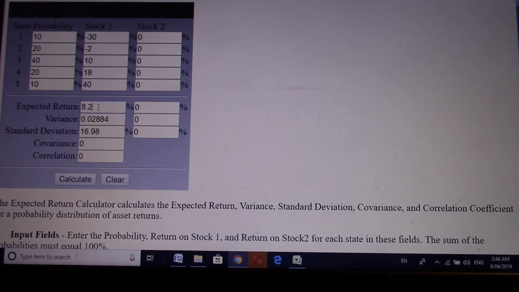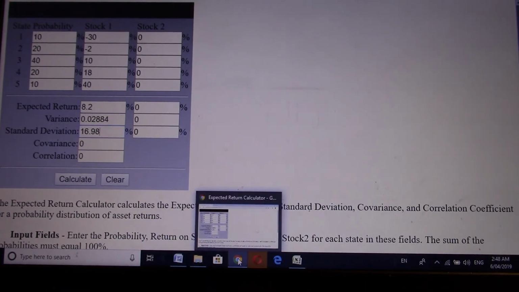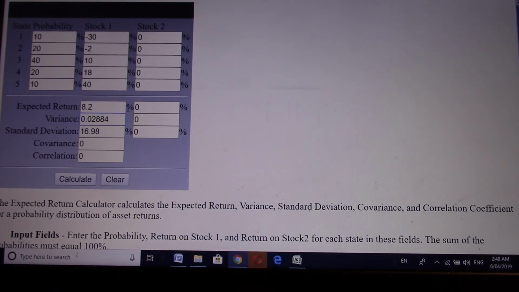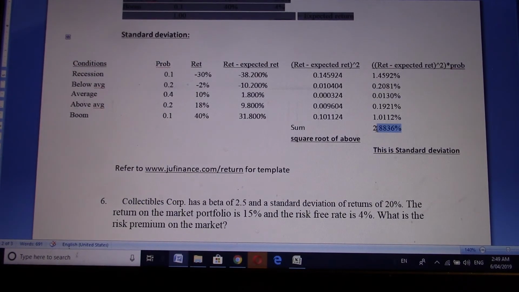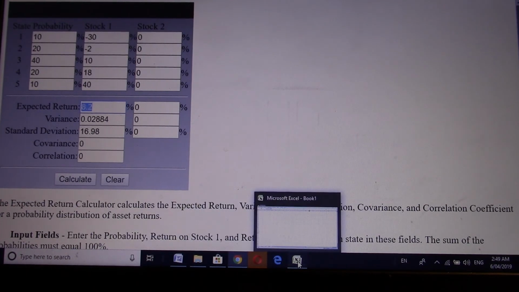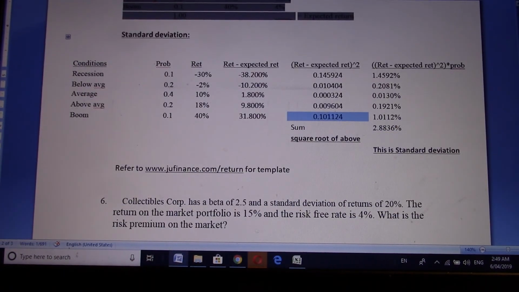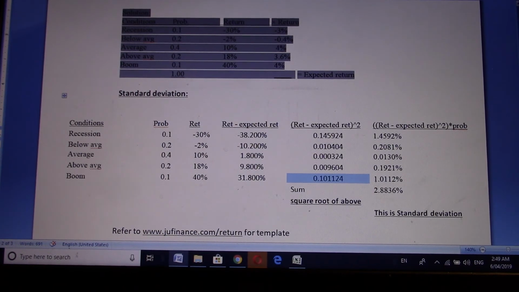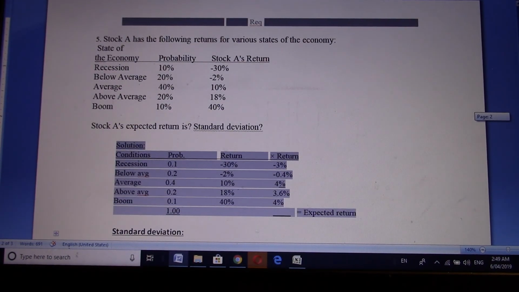You see the expected return should be 8.2%, the standard deviation 16.98%, and the variance 0.02884, with no percentage sign here. That matches our calculation, so it's correct. The answer for this question: standard deviation is 16.98% and expected return is 8.2%. Using the calculator is quite convenient. Otherwise you can create the table like I did and do the calculation in Excel, but you still have to create the table. Okay, so this is question number 5.